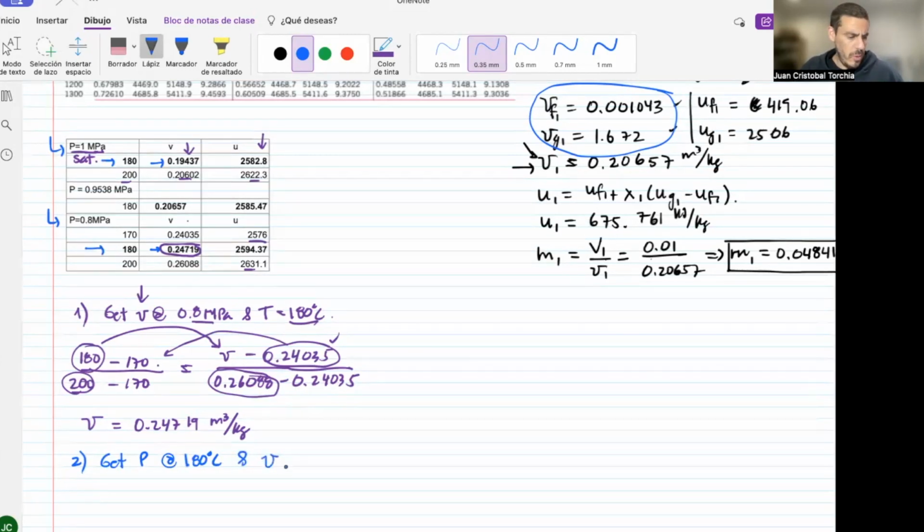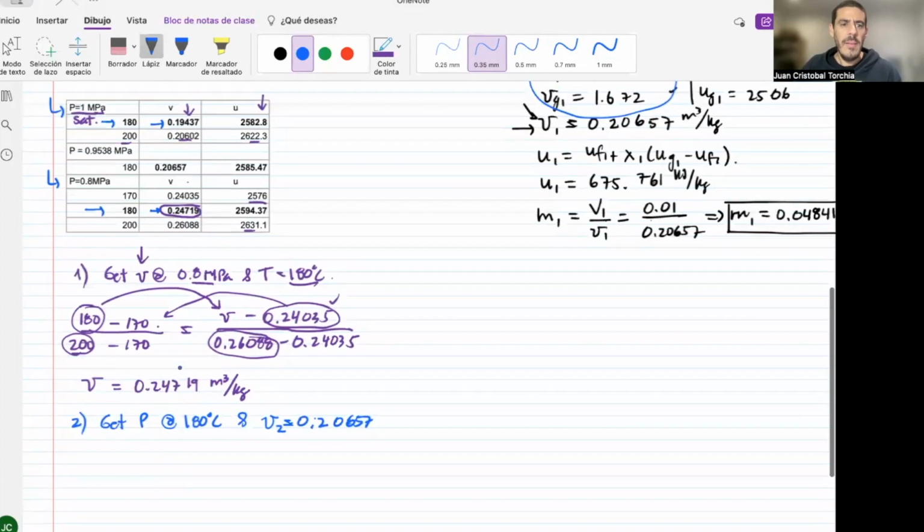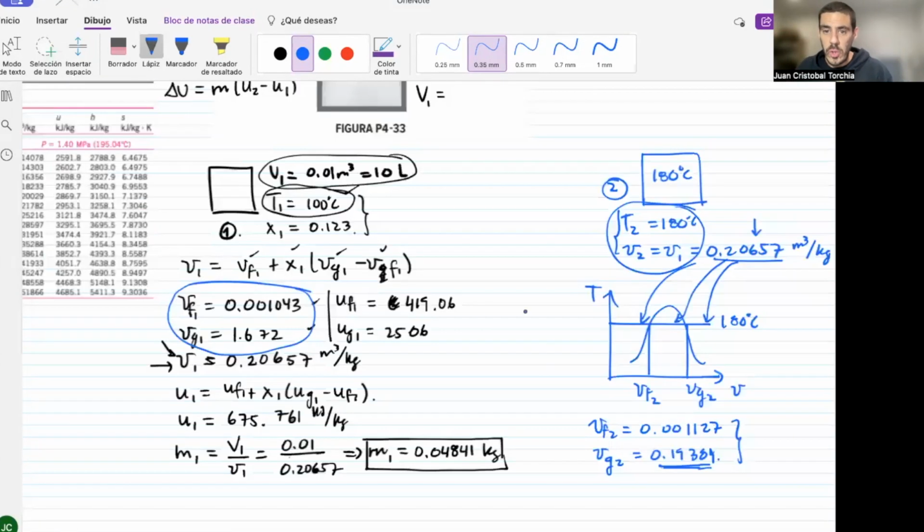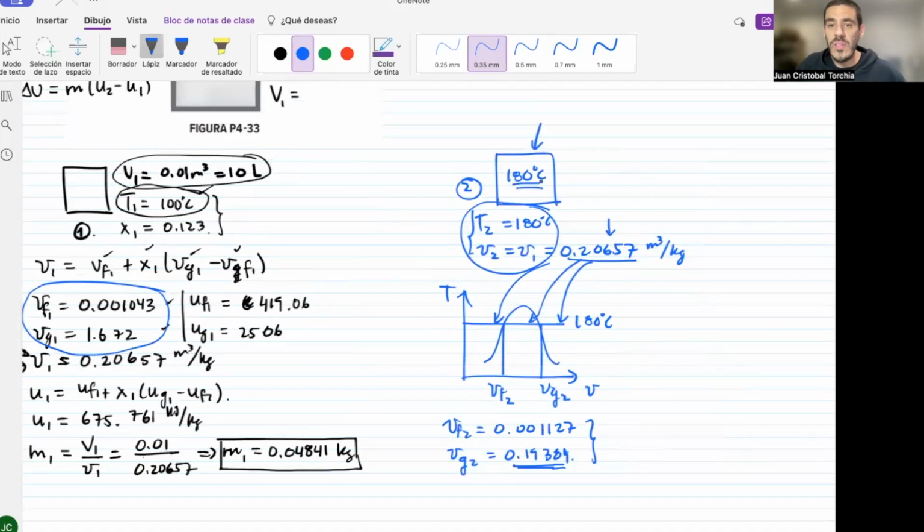So the specific volume, which is V2 actually, is 0.20657. What I'm trying to do here is get the pressure at which this specific volume and 180 degrees Celsius actually occur. At 180 degrees Celsius and V2, I want to know the pressure. So I will use interpolation to find the pressure.